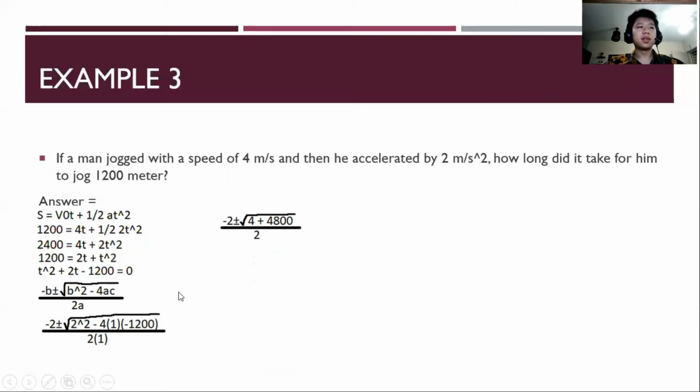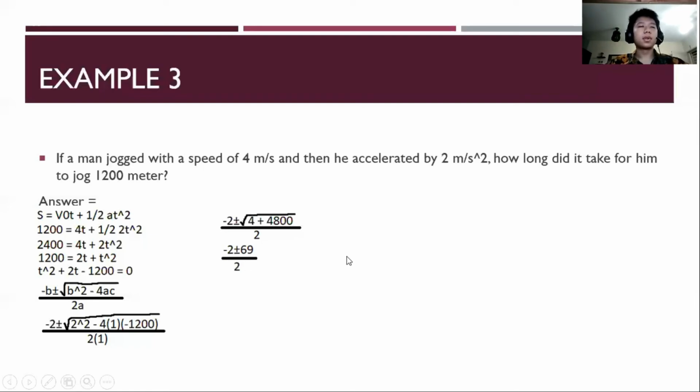4 times 1, 4; 4 times negative 1200, negative 4800. So minus negative 4800 becomes 4 plus 4800, over 2 times 1, 2. So now 4 plus 4800 becomes 4804. The root of 4804 is gonna be a decimal, so we're gonna round it, becomes 69. So now we have the final result, which is negative 2 plus minus 69 over 2.